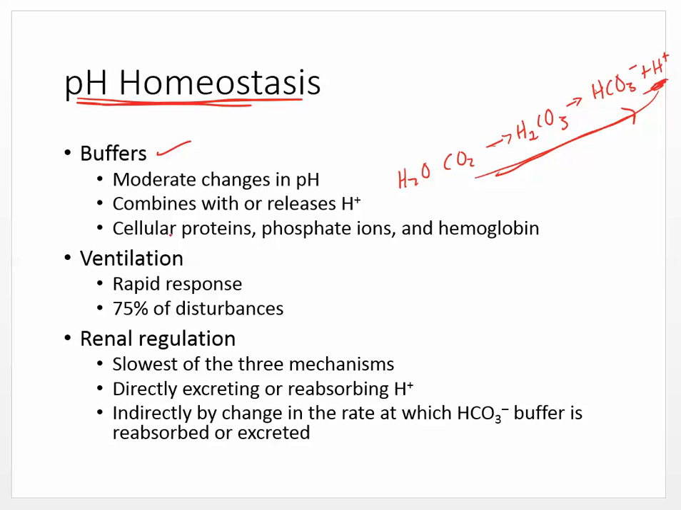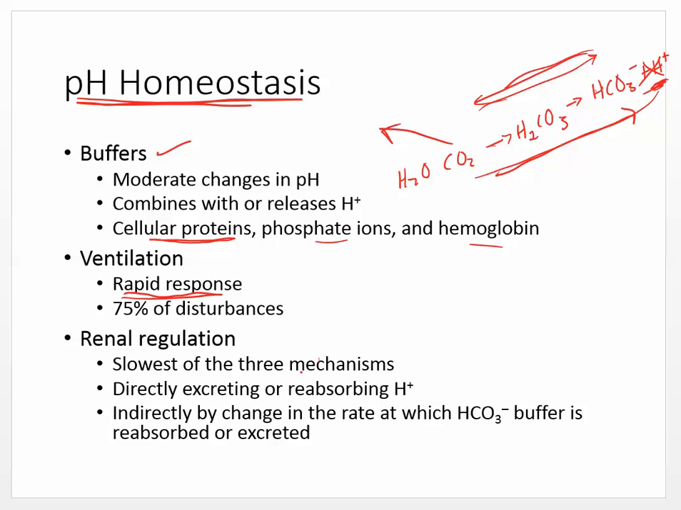But then you also have, like I said, proteins. Proteins are very instrumental in soaking up that extra hydrogen. There are phosphate ions and hemoglobin, which we didn't talk about. And then ventilation, which is a very rapid response. When this buffer isn't working and your hydrogen levels are getting a little bit high, we might breathe a little faster, which throws off the carbon dioxide, and your hydrogen will go away. It moves things in the other direction.